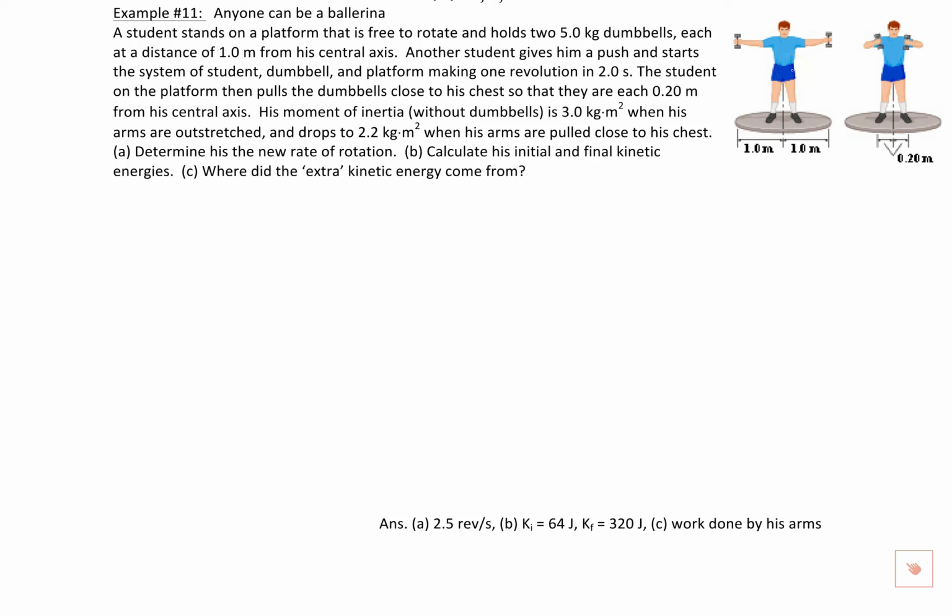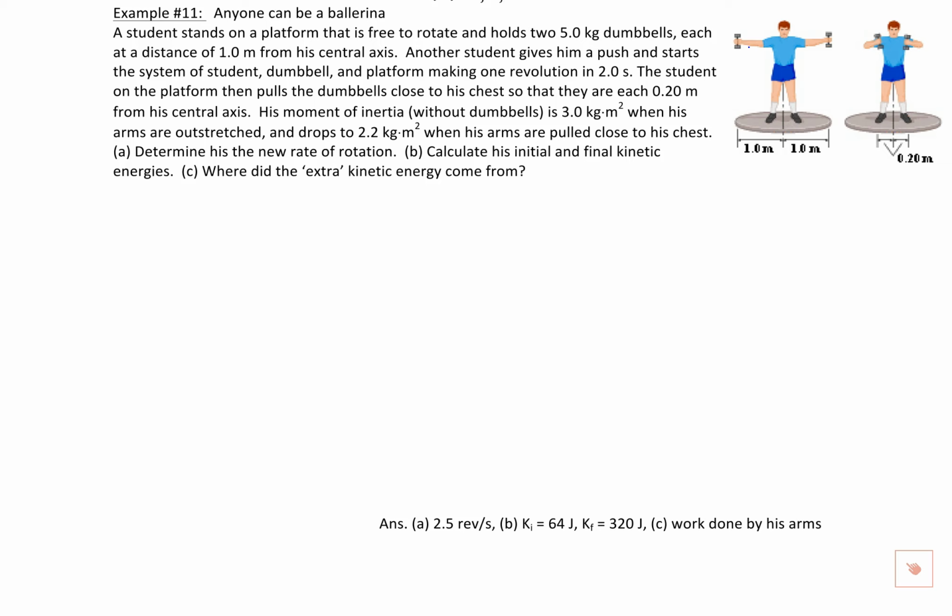Another student comes along and gives him a push, and starts the system of the student, the dumbbells, and the platform rotating at 1 revolution for every 2 seconds. The student on the platform then pulls the dumbbells towards his chest so that it reduces his rotational inertia and his angular velocity changes. Hopefully you'll realize that he'll actually spin a lot faster because he'll have a smaller rotational inertia. And the key in this problem is conservation of angular momentum.